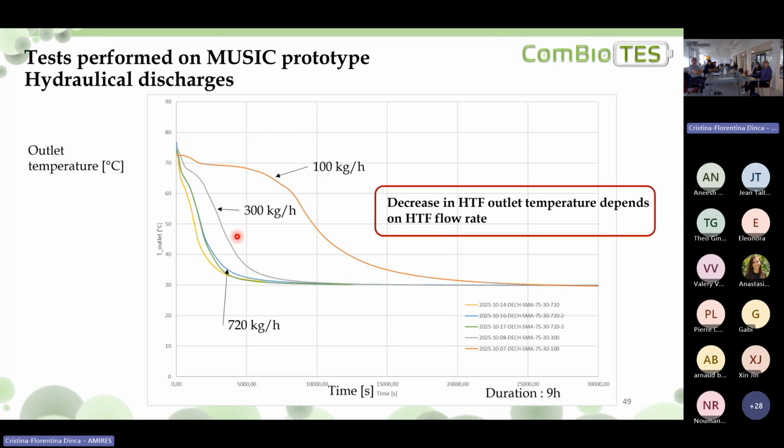Here is the evolution of the outlet temperature with time, with a discharge that lasted 9 hours. Here you can see that at the end we reach stability, and we reach 30 degrees, and we observe that the decrease in outlet temperature depends on the flow rates of the heat transfer fluid, which is expected.